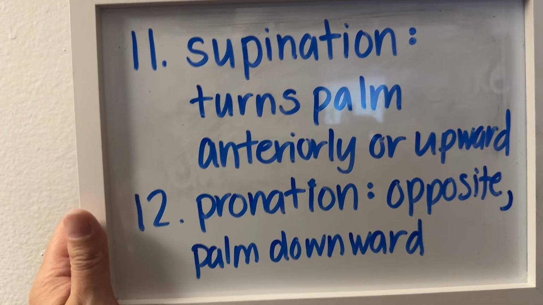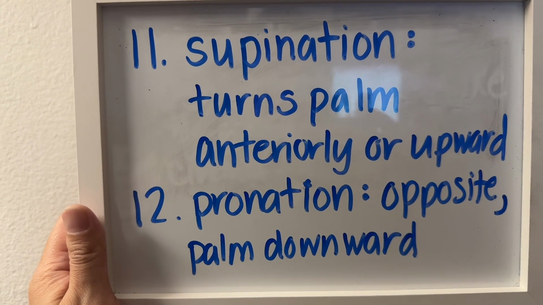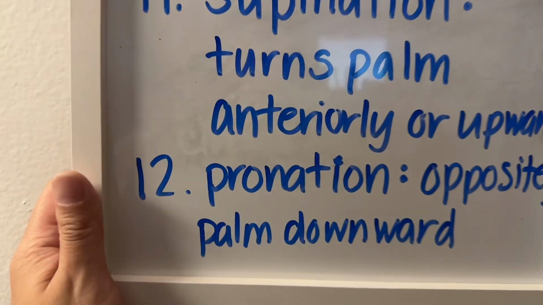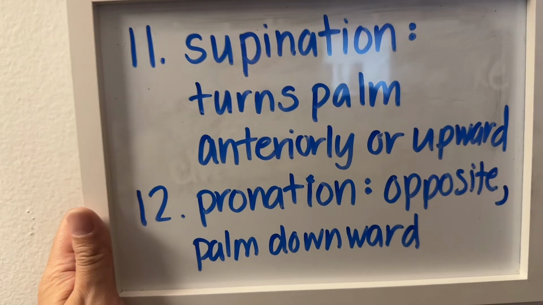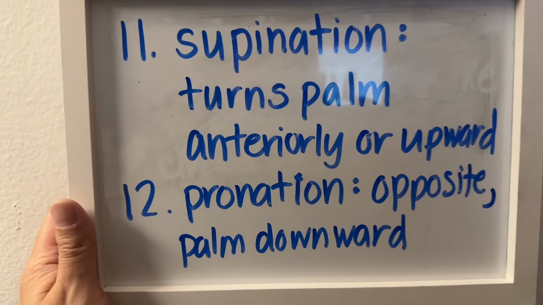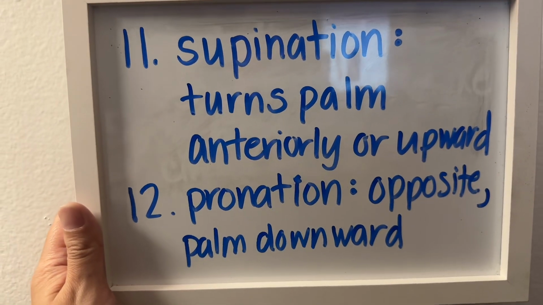Two more here. Supination and pronation. These are primarily forearm movements. So supination is when you're turning your palm anteriorly or upward. Pronation, you're doing the opposite of supination. You're turning your palm downward.